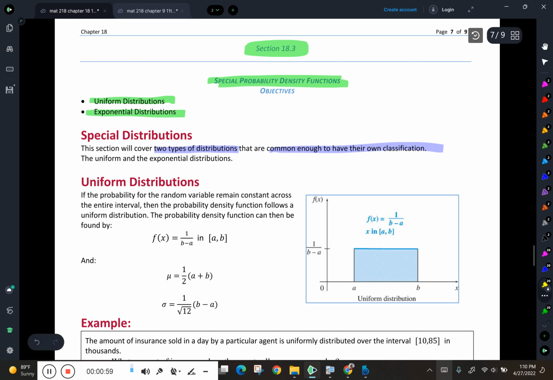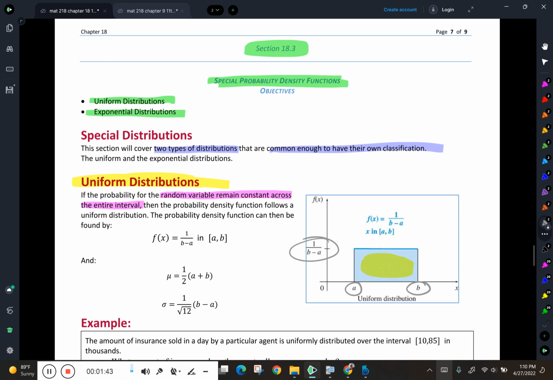All right, so the first one we're going to take a look at is called the uniform distribution. A uniform distribution is a probability distribution that occurs when the probability for the random variable remains constant across the entire interval. That is, for any value x in the interval a to b, the probability is always the same. It looks like this picture that we're looking at. For some interval a to b, the problem will tell me what those numbers are, and the probability for any value between a and b is always the same. So we get effectively a little rectangle where the height is always just 1 divided by b minus a.